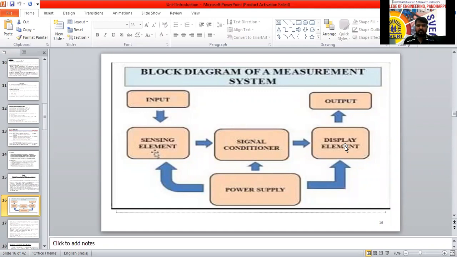Without power supply, will your TV get switched on? No. The power supply is required for the display, signal conditioner, and sensing element.